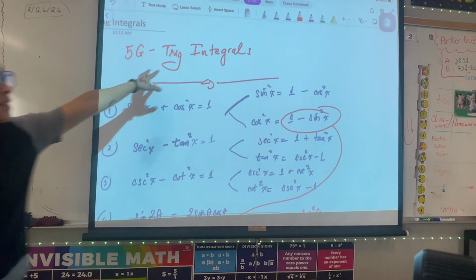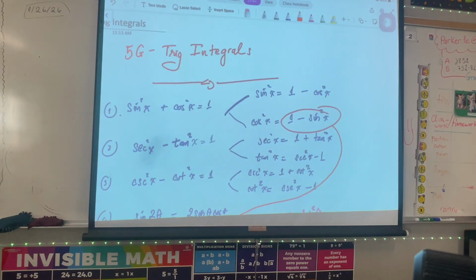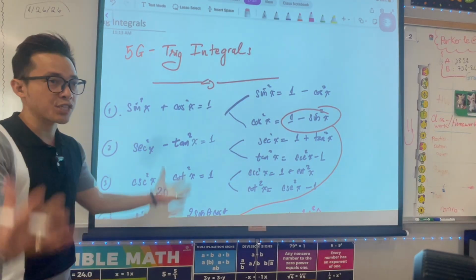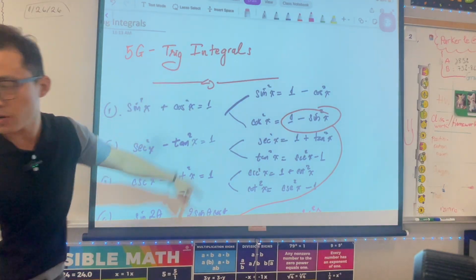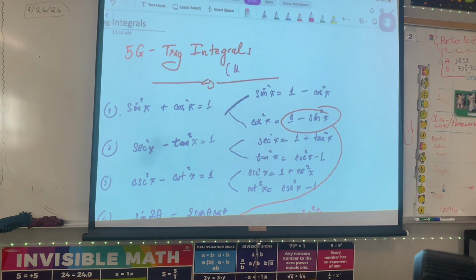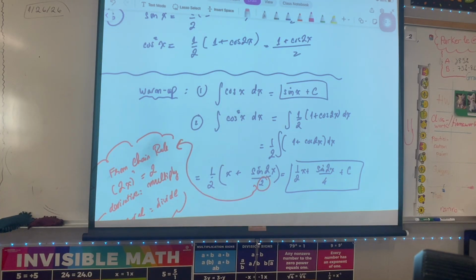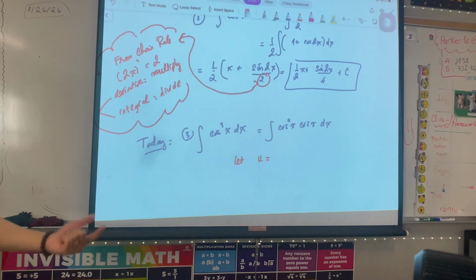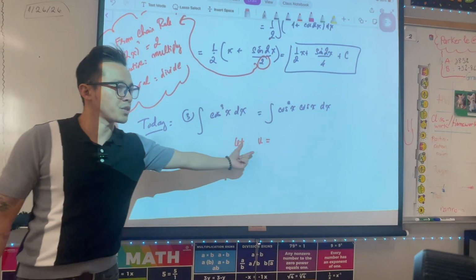Basically, the trig integral uses u-sub. The foundation underneath trig integral is u-sub. Comparing to integration by parts and partial fractions, u-sub is the easiest one, right? Now what are you going to do? What are you going to let u equal to?